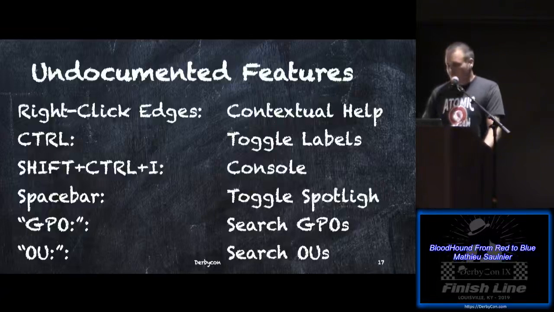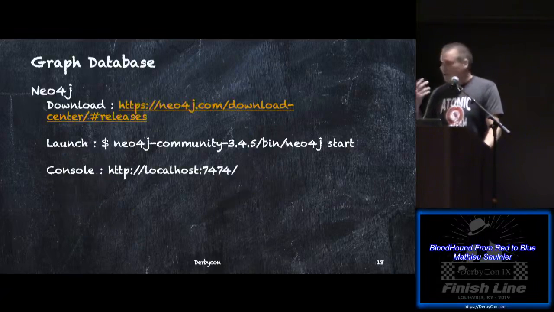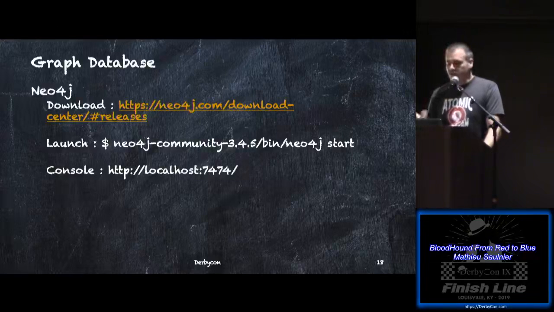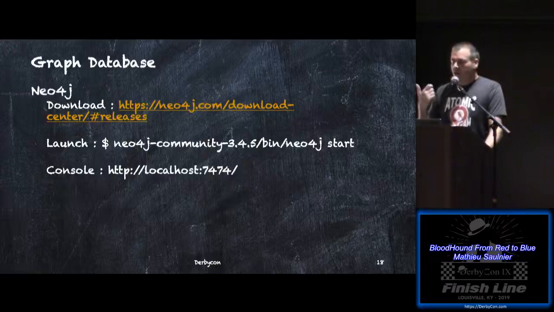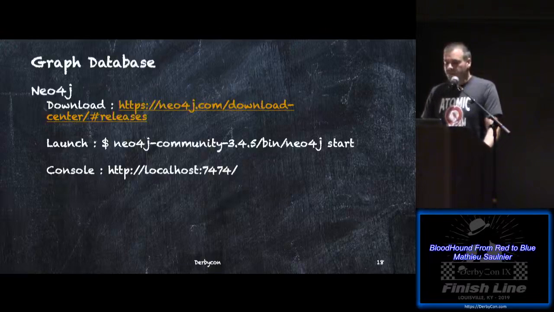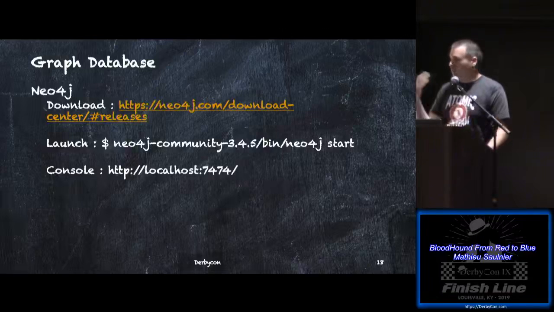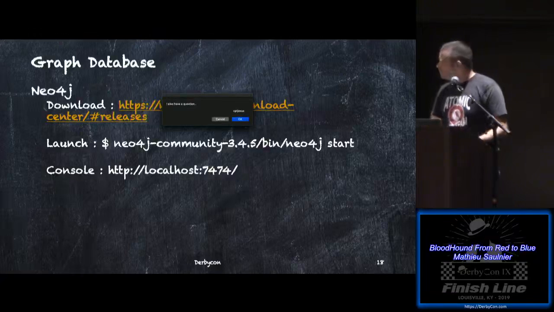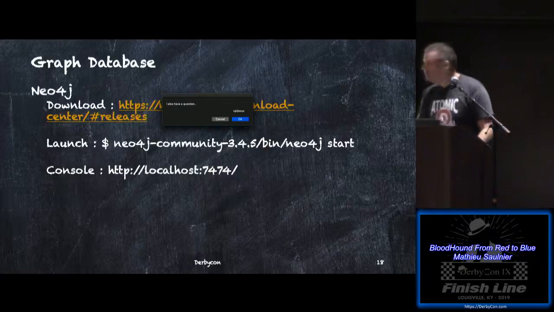Now some undocumented feature. I said they were undocumented, so I've documented them. So now they're half documented. So the graph database. Behind BloodHound, there's a Neo4j database, as I mentioned. You can download the community edition at that link, and you'll start that just like you would start any other Linux service using the start command. Then you can log into the web console using port 7474, and some of you might wonder why use the web console when you have a GUI. Well, there's a few reasons for that.